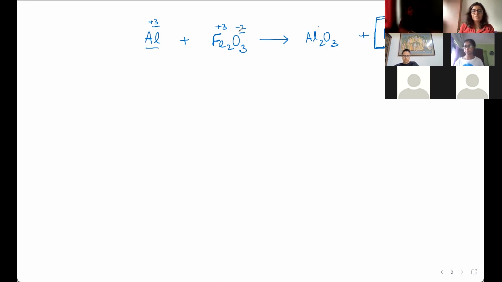Cool. And in order to balance it, 2 Fe should be there, because there's Fe2, Al2, so this will be 2Al. That's a balanced one. No problem about this.